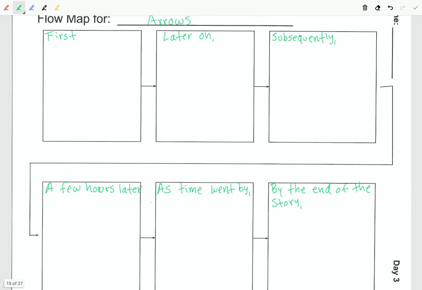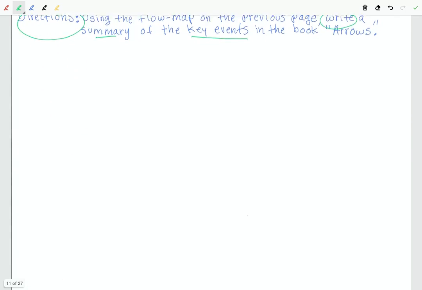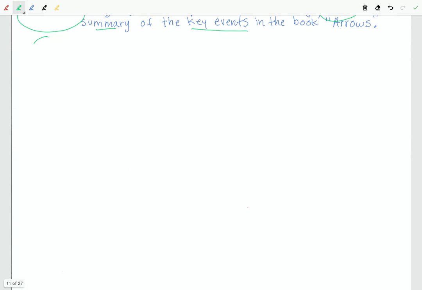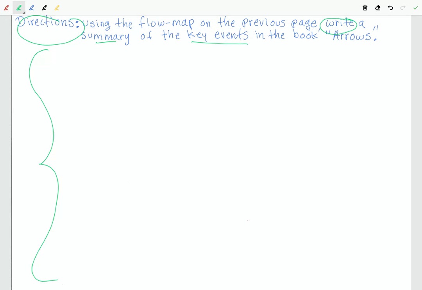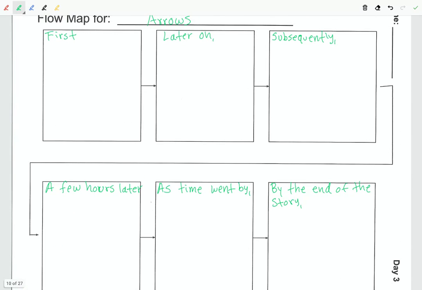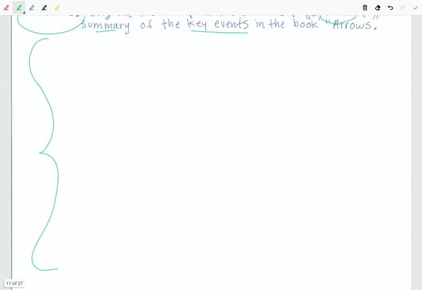So after you finish your thinking map here, you select only the key main events, the ones that are important to the story, and you put them together to write a summary of the things that happened in the story, and that's it. You write your paragraph, your summary. Don't forget your topic sentence, your details. The details would be the key events that happened throughout the story, and then at the end, your concluding sentence. And that's it. That would be it for day 3.